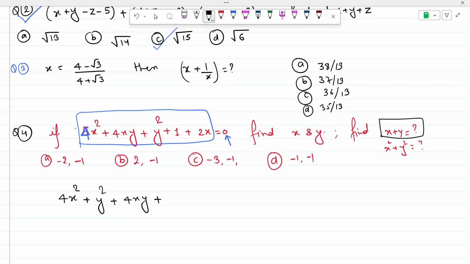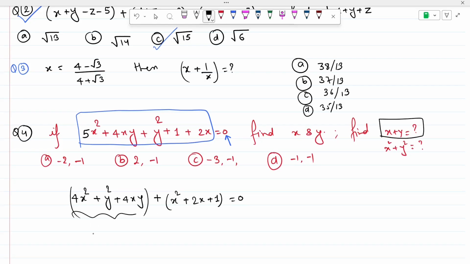No, no, it will again be 5 only. The first one should be 5. See, this 5x squared, I'm writing as 4x squared plus y squared, because then the second part will be 4xy. Plus x squared plus 2x plus 1 is equal to 0.